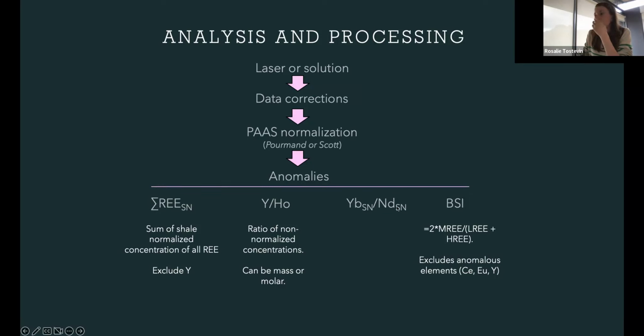The ytterbium to neodymium ratio is a measure of the heavy rare earth element to light rare earth enrichment. And the bell-shaped index, BSI, is an indicator of to what extent your rare earth element pattern has a bell shape like this. So it's the concentration of the middle rare earths divided by the light and the heavy. And this, of course, you have to exclude the elements that are independently anomalous, such as cerium, europium, and yttrium. And this can indicate contamination from phosphate minerals.